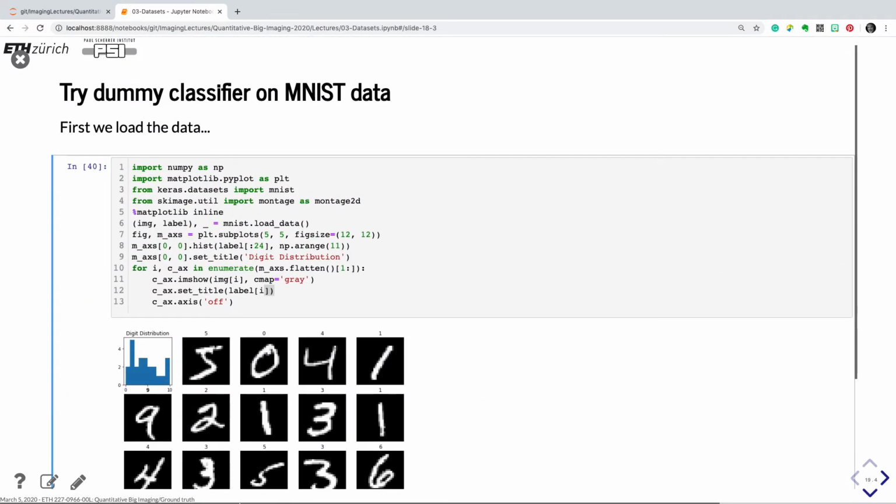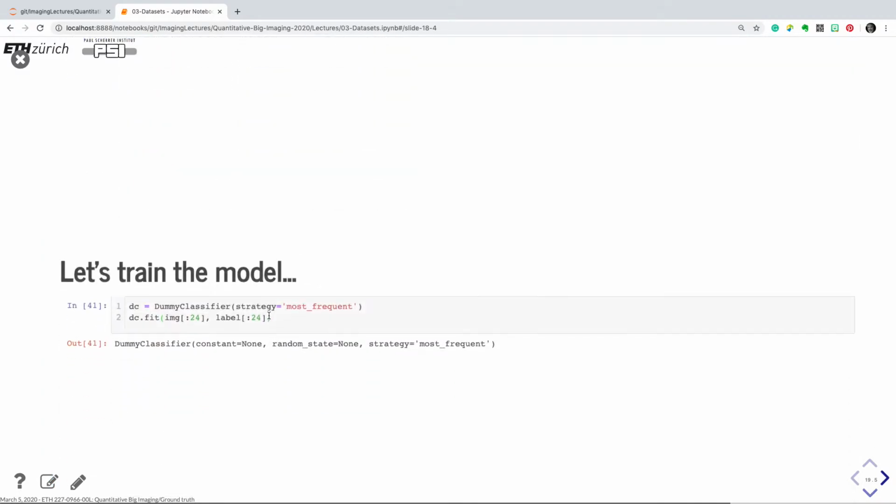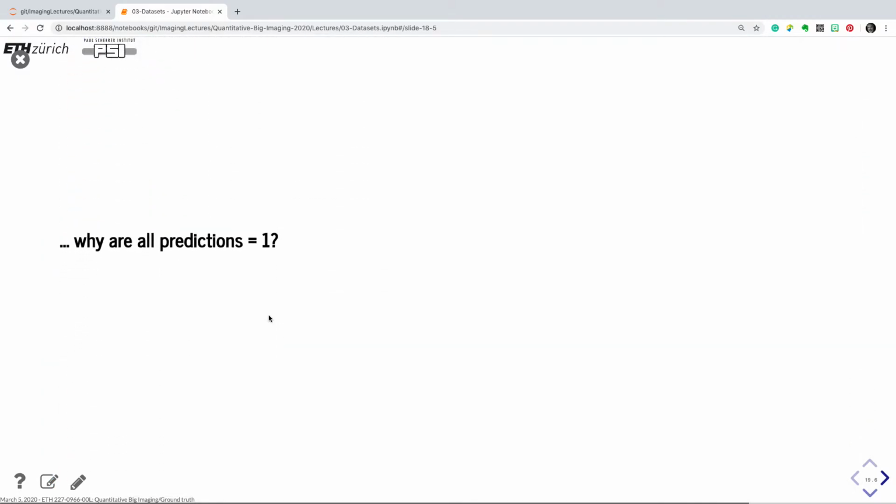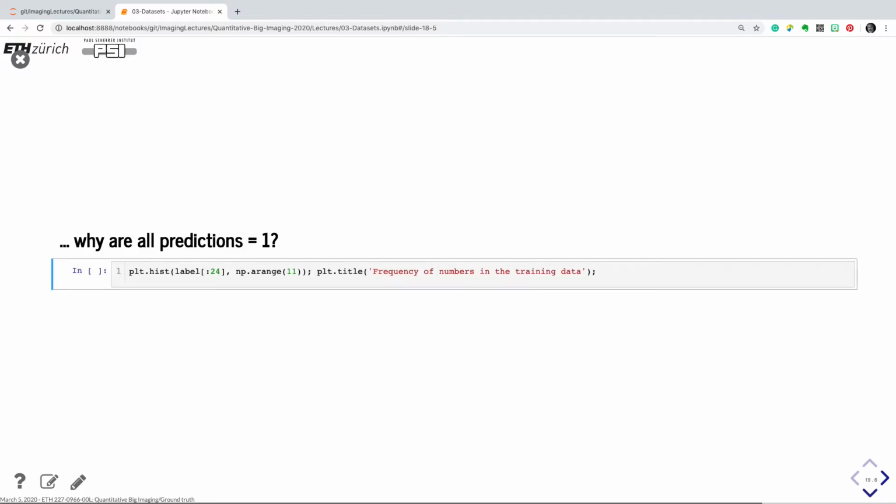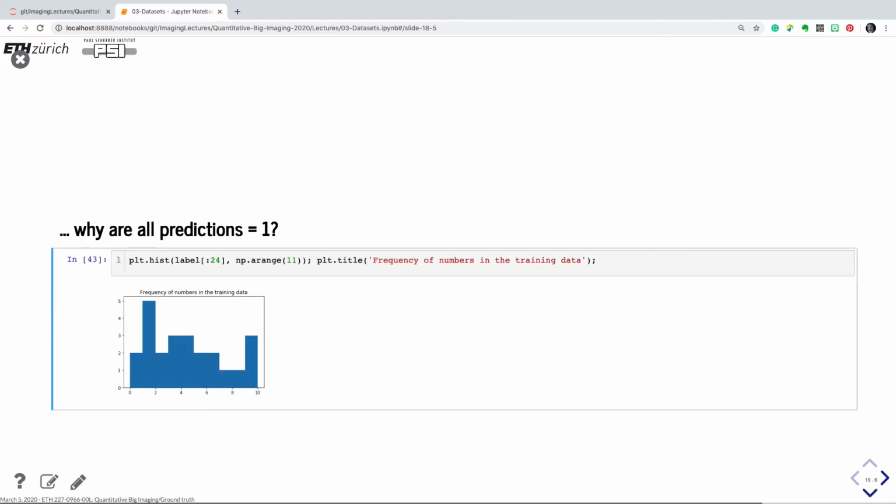If we go back, we see they are definitely not 1. But now the question is, why are all 1? Using the algorithm that we used, most frequent, we get the histogram again, and we can see that 1 is the most frequent, and that is now our prediction from this algorithm.